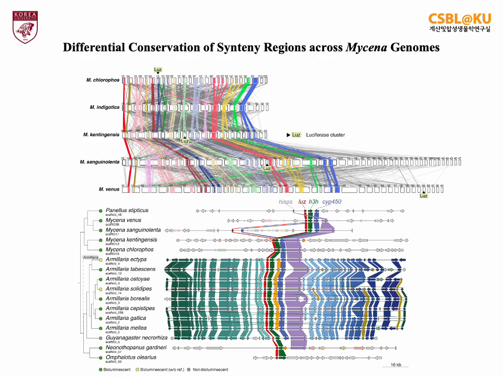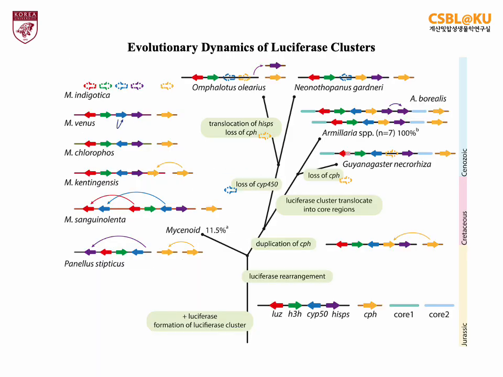Further analysis examines synteny around the luciferase cluster among bioluminescent fungi. Most Mycena luciferase clusters contain LUZ, H3H, CYP450, and Hispidin synthase. However, synteny is absent among genes surrounding the luciferase cluster in mycenoid and Omphalotus lineage species. This suggests that the luciferase cluster, located in a rapidly evolving genomic region, may be prone to frequent loss, possibly mediated by transposon-driven rearrangement. In Mycena, the luciferase cluster within the mycenoid lineage is located in a highly dynamic genomic region with low synteny, making Mycena fungi more susceptible to losing the luciferase cluster.